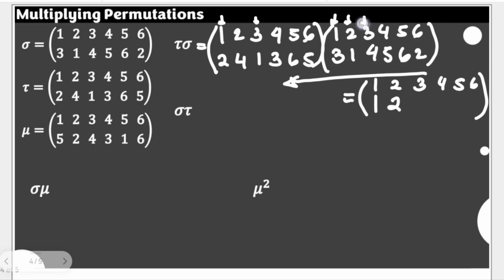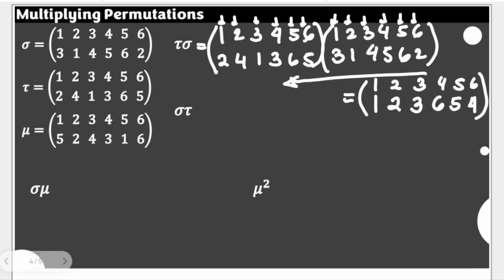Next, 3 is mapped to 4, and 4 is mapped to 3. Therefore, 3 is mapped to 3. Next, 4 is mapped to 5, 5 is mapped to 6. So in short, 4 is mapped to 6. Then 5 is mapped to 6, 6 is mapped to 5. So in short, 5 is mapped to 5. And finally, for the last, 6 is mapped to 2, so 2 is mapped to 4. So you have 4 here.